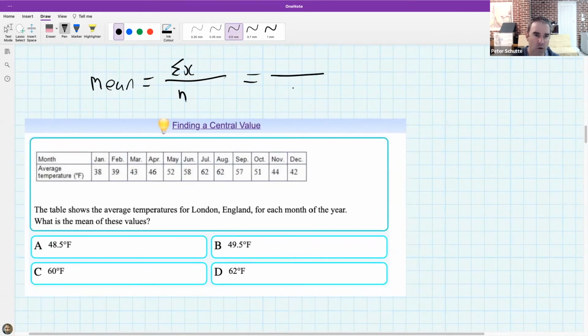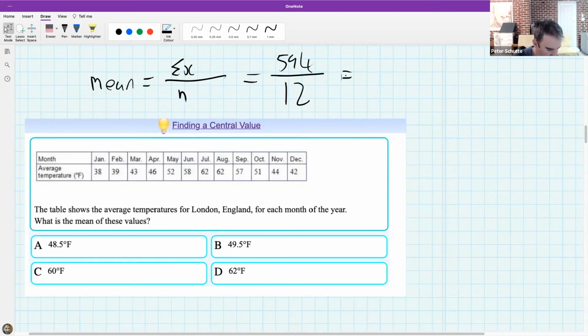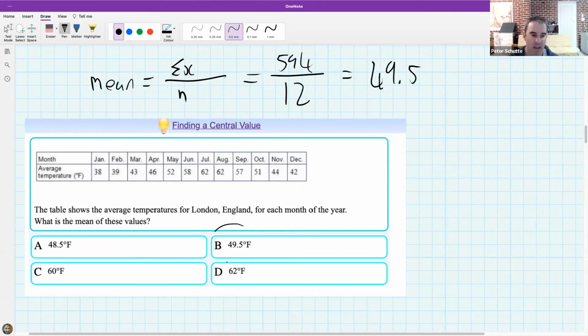Okay, so what did we do? We know that n was 12. And if we add up all these data items, 38 plus 39 plus 6, 58 plus 62 plus 62 plus 51 plus... the sum is 594, and 594 divided by 12 is 49.5 Fahrenheit, so 49.5. Okay, that is the mean. You're quite right.